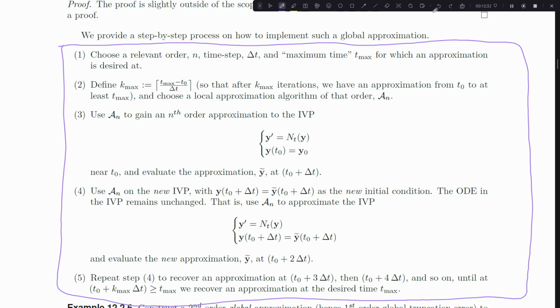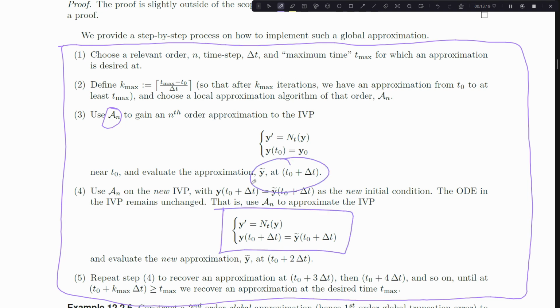Then step 3, we're going to use script A sub n to gain an nth order approximation to our IVP near t0, and we're going to evaluate that approximation 1 time step in the future. Now recall, time step delta t should be small, so 1 time step in the future should be a very good approximation. What we do then is we use script A on the new IVP, where the new IVP is going to be given here.